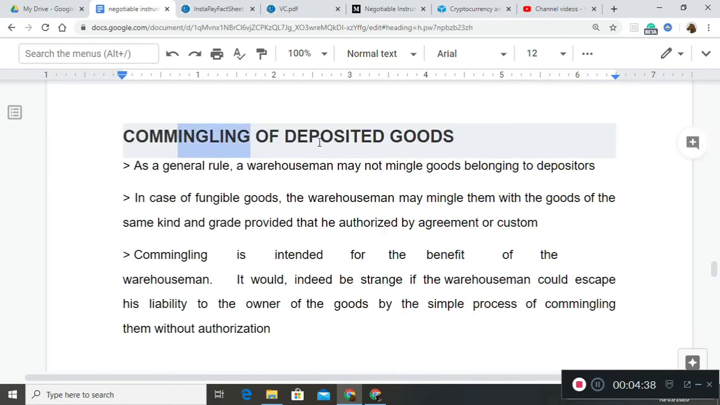On the question of commingling of deposits of goods, the warehouseman is not supposed to commingle goods belonging to different depositors. So he should have the proper labeling and placement or boxing of goods accordingly. But in case of fungible goods, our warehouseman is allowed to commingle them when the goods are of the same kind and grade, and he is authorized by agreement or custom. So commingling is for the benefit of the warehouseman.